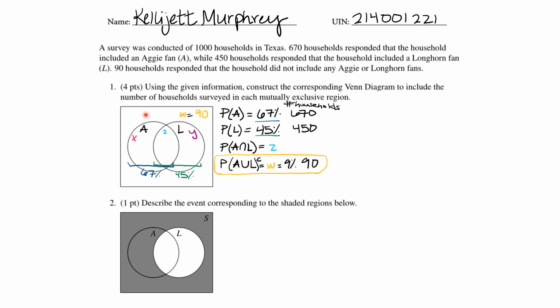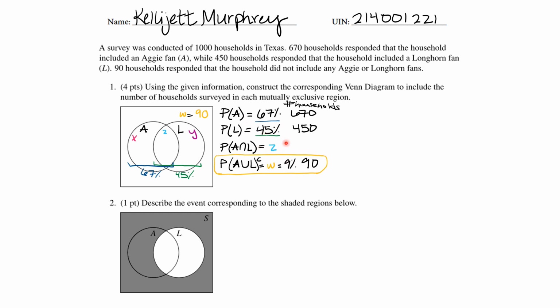The next step I would do is figure out what information has been given to me by the problem. So in the problem, they tell us that there are 670 houses that are Aggie fans, which comes out to be 67%. It also tells us that 450 households are Longhorn fans, which is 45%. They don't give us information about Z, so we'll have to calculate that.